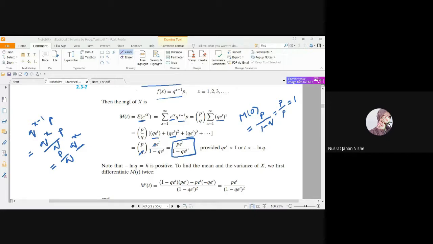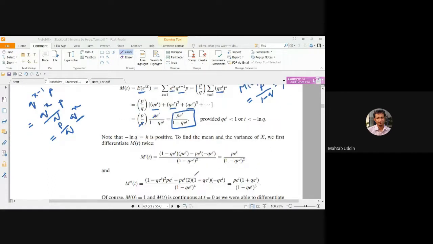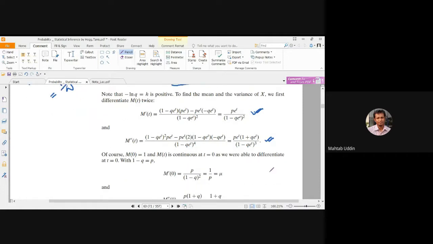Okay, now since this is the valid moment generating function, then we can find the mean and variance of the distribution by this. So how can we do this? I'm leaving this for you. Differentiate this in u by v method, first time, second time, then put here t equal to 0, you'll get this. Exactly what? 1 by p, what we get in the last chapter.